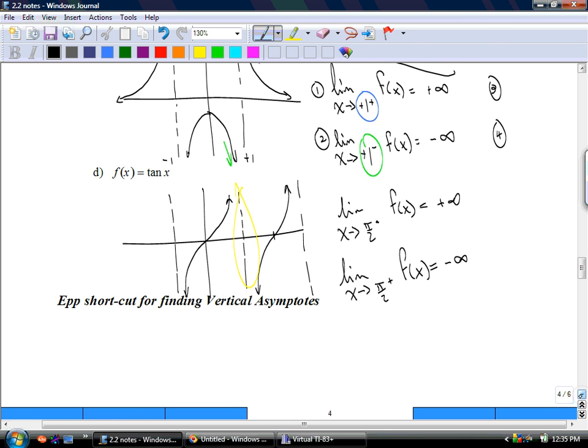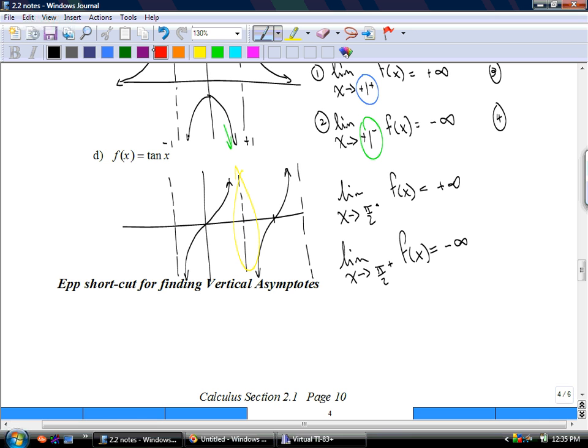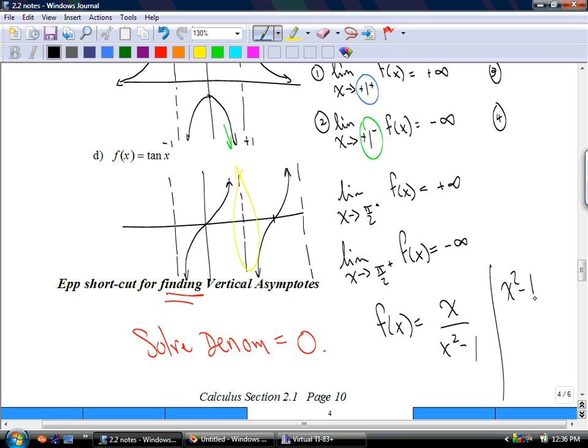Now, the fast way of finding vertical asymptotes, not proving that they exist, but for finding vertical asymptotes, all you do is solve the denominator equal to 0. So if you were given the equation f of x equals x over x squared minus 1, the fast way to find vertical asymptotes is x squared minus 1 equals 0, x squared equals 1, x equals plus or minus 1, and lo and behold, you have vertical asymptotes there. So that's all you actually have to do.